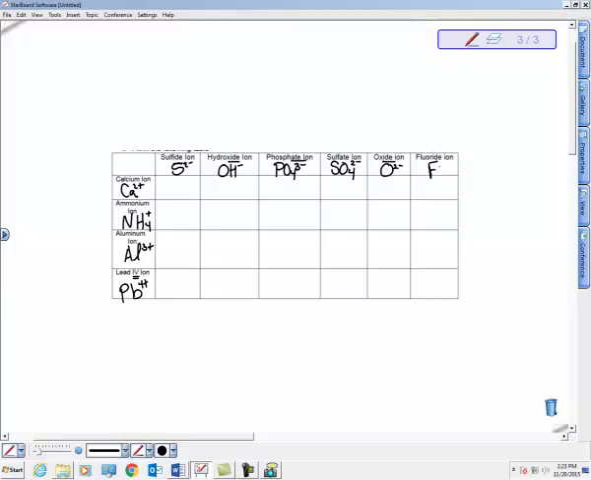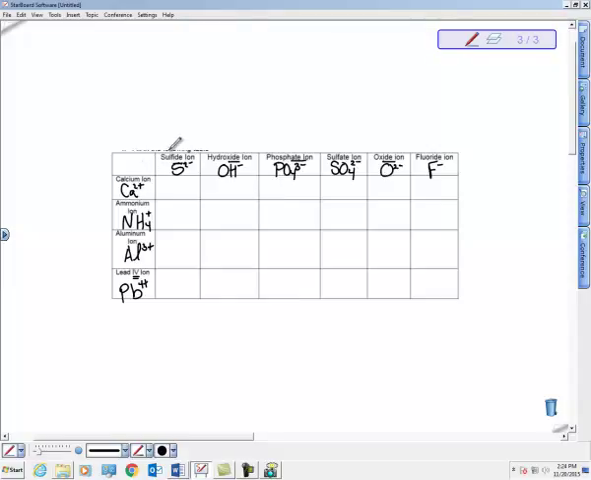Fluoride. That would be fluorine with a -1 charge. Alright, so now all you have to do is start combining these ions together. So we're going to start moving them together. Remember, don't overuse your parentheses. That's the biggest thing that I can tell you.